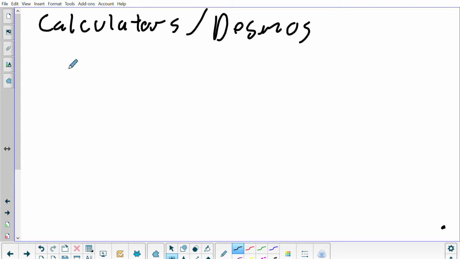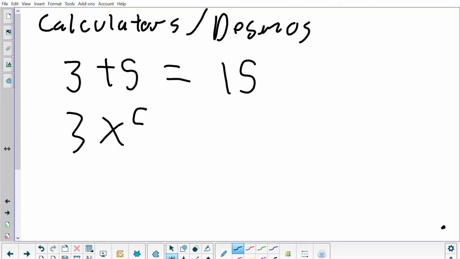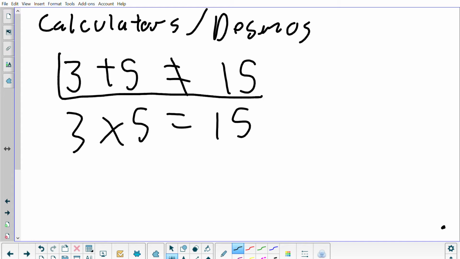But I've had students say 3 plus 5 is equal to 15. Well, that's not true. 3 times 5 is equal to 15. What they did was they put it into their calculator wrong. If we know this is not true, we know we made a mistake in our calculator. The same is true for what we're learning today. We are going to use our calculator in the future, but today's lesson is to help us, when we put it into our calculator, understand: did we do it correctly?